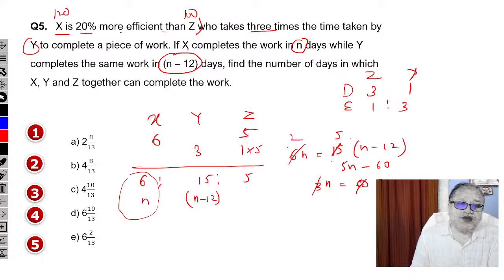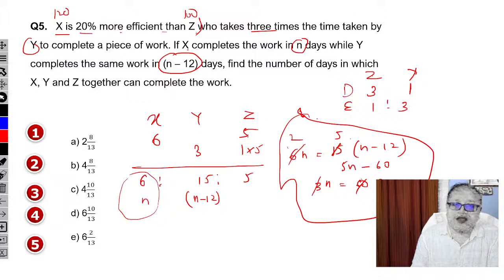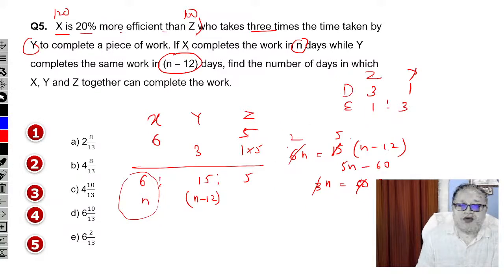I am sorry, in the previous calculation I made some mistake over here. Once I got that n is equal to 20, write down here the number of days is 20, here the number of days is 8. So can I find out the number of days Z will take? I don't need this one. Don't find it out. Why?